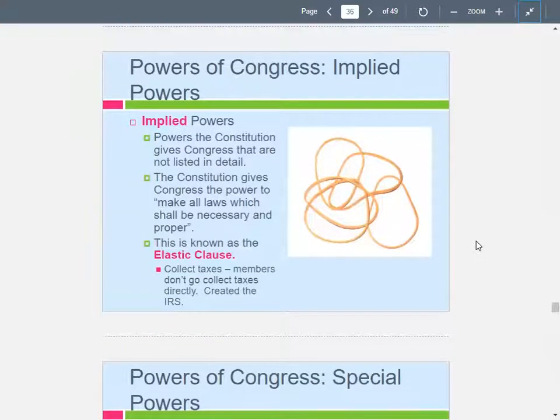Then you have the implied powers. These are the powers that are implied based upon the expressed powers. Powers the Constitution gives Congress that are not listed in detail. So the Constitution gives Congress the power to make all laws which shall be necessary and proper. This is known as the elastic clause because those rubber bands, they bend. You can shape them a lot of different ways. So for example, it says they have the power to collect taxes, but the members themselves don't come and knock on your door and say, hey, we're here for your taxes. They create the IRS. So the implied power is that Congress can create the IRS to collect the taxes.